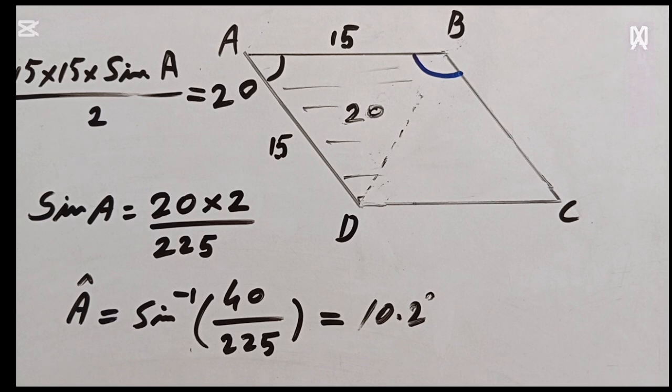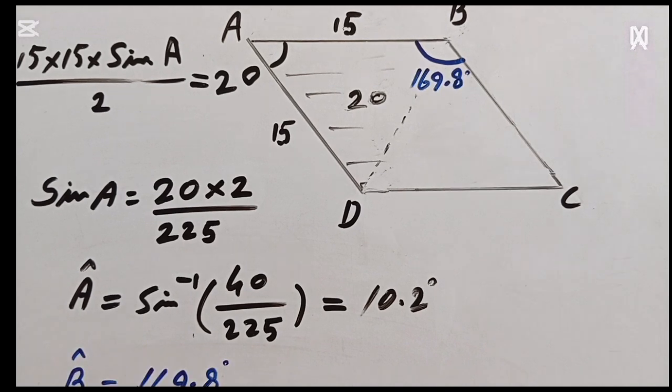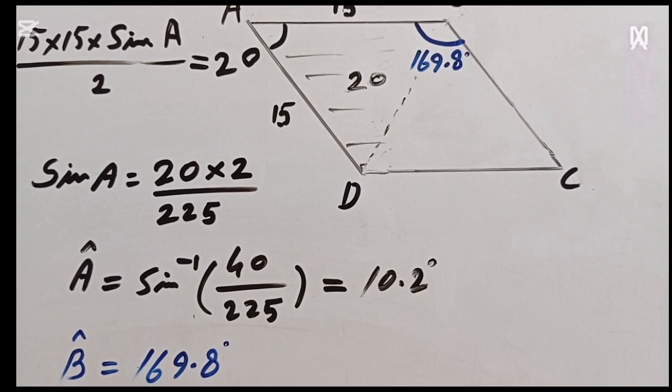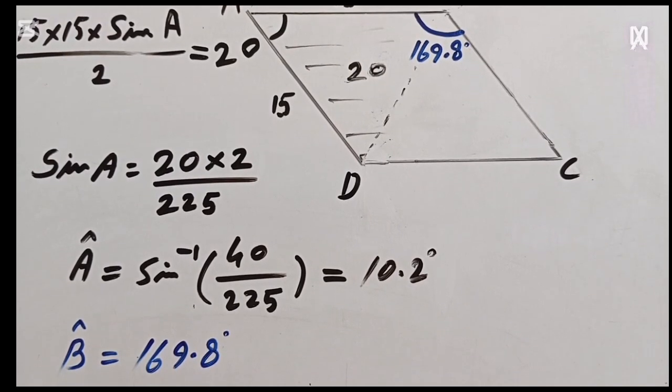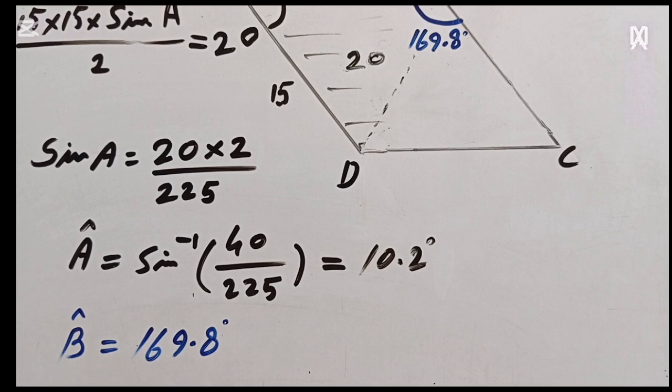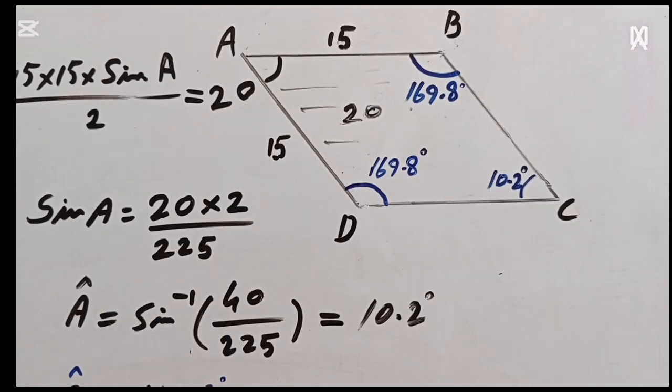In this rhombus, as the opposite sides are parallel to one another, the angle at point A and the angle at point B would be supplementary to one another. Why? Because of the interior angles. When angle A equal to 10.2 degree, this angle B would be equal to 180 minus 10.2, which is 169.8 degree. As this is a rhombus, the opposite angles are equal to one another. This way, angle C would be equal to 10.2 degree and angle at point D would be equal to 169.8 degree.